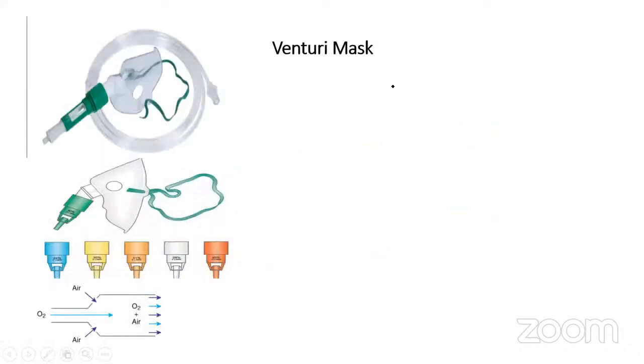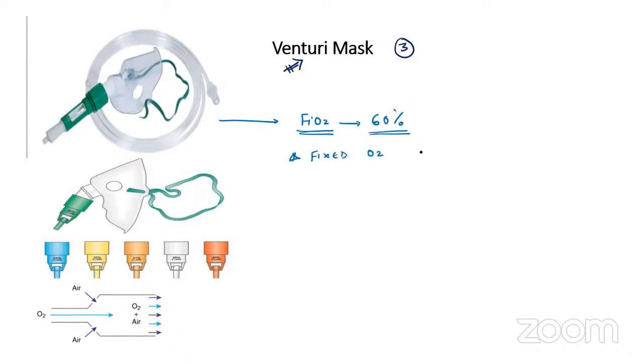Now coming to the third one, which is probably the most important. No MCQ setter fixes a question on oxygen without a question on this one. This is the Venturi mask. That is the importance of the Venturi mask. If you go to any MCQ book or any exam, you would have noticed that the Venturi mask is commonly seen. The commonest question is, what is the highest FiO2 that can be provided? It is 60%. And this is an example of a fixed oxygen delivery device.